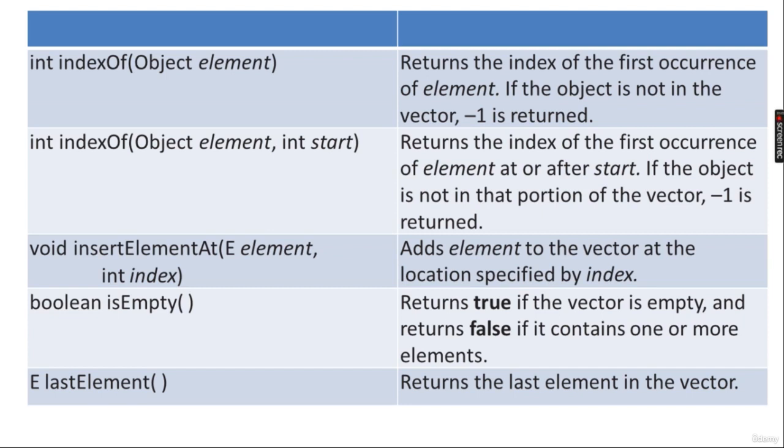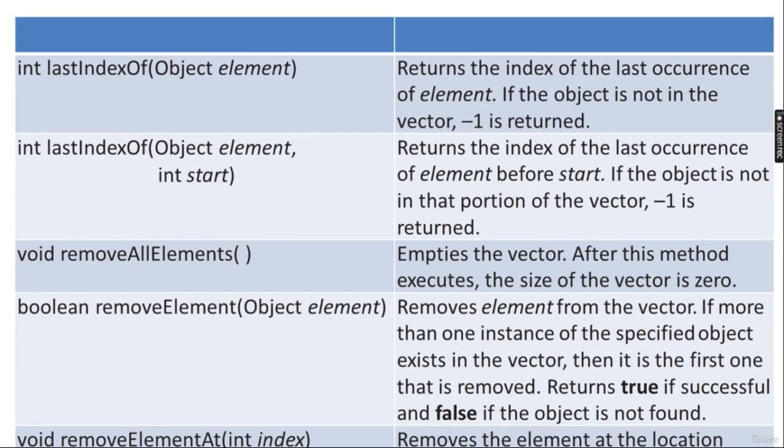Void insertElementAt(E element, int index) adds the element to the vector at the location specified by index. Then boolean isEmpty() returns true if the vector is empty and returns false if it contains one or more elements. E lastElement() returns the last element in the vector. Integer lastIndexOf(Object element) returns the index of the last occurrence of the element. If the object is not in the vector, it will give you -1.